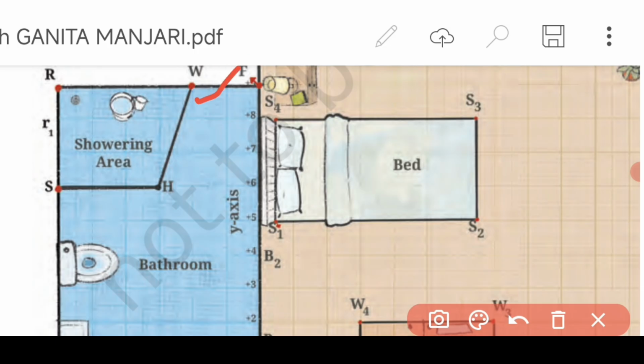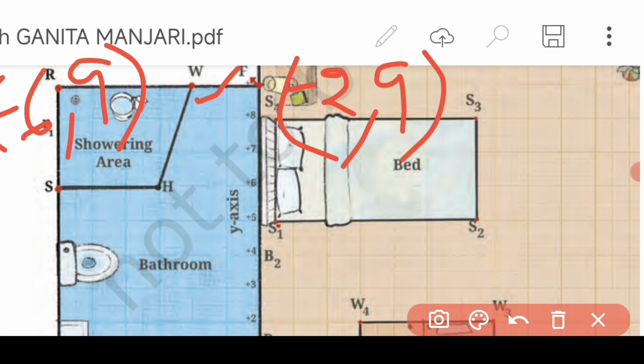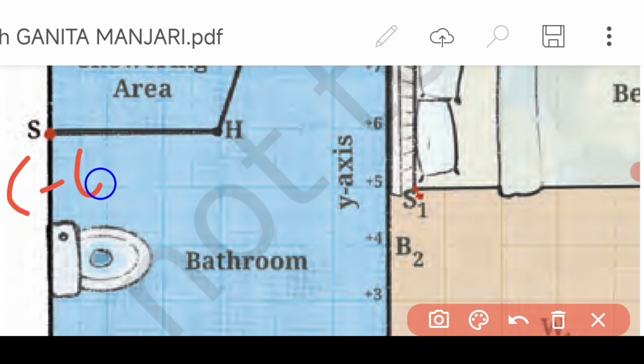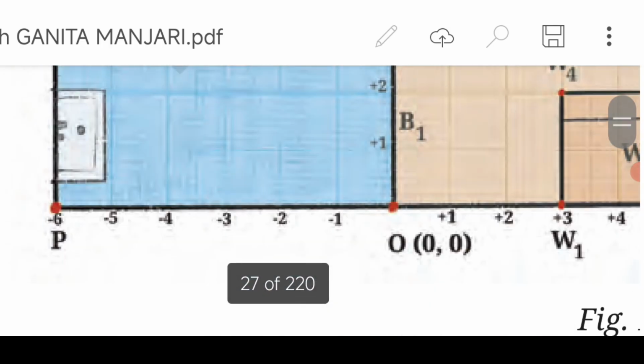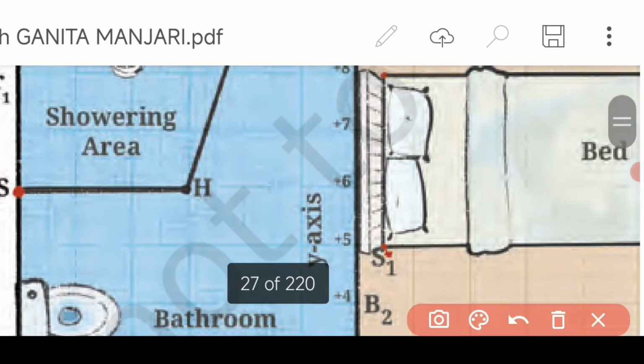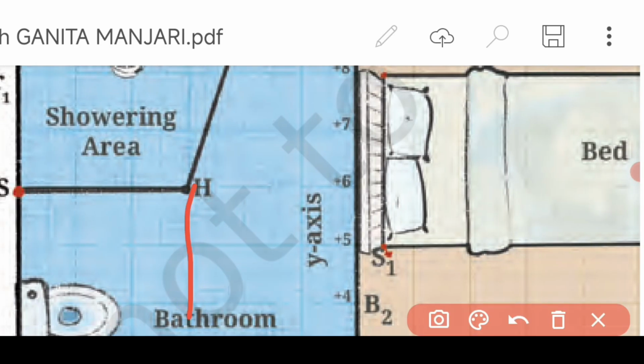Coordinates of W are minus 2, 9. Next, already we find the coordinates of R, which is minus 6, 9. The coordinates of S are minus 6, 6. Next, H. What are the coordinates of H? To find out H, it is intersecting at minus 3. So this point is intersecting at minus 3 and this point is intersecting at 6. So therefore minus 3 comma 6. These are the coordinates of H point.